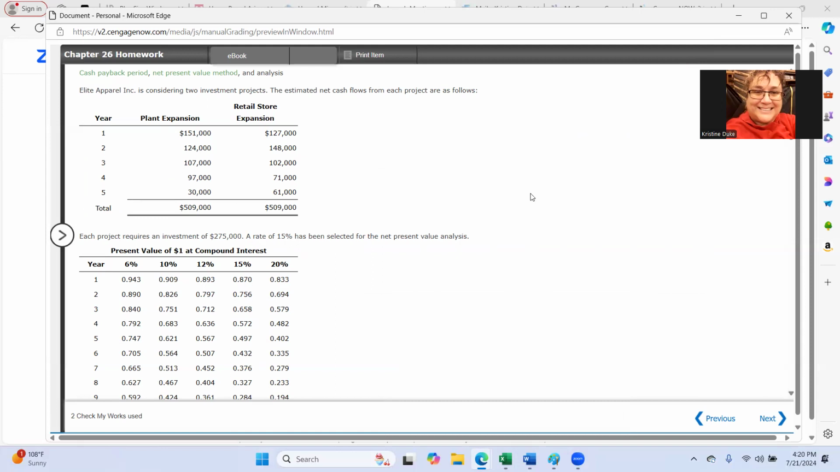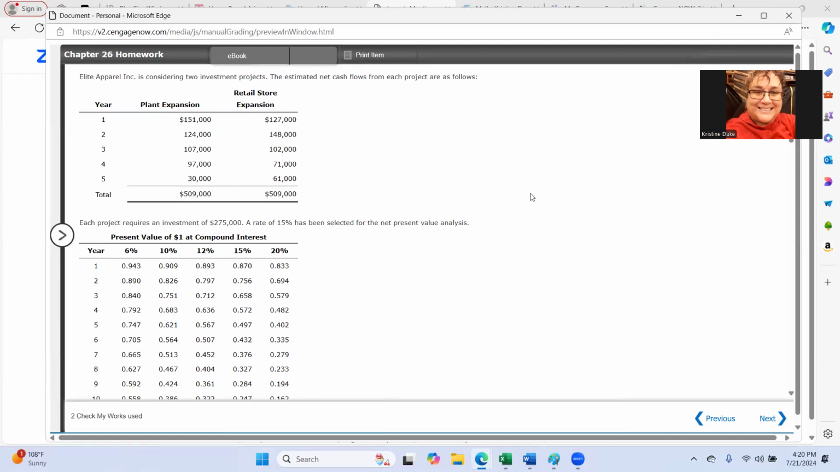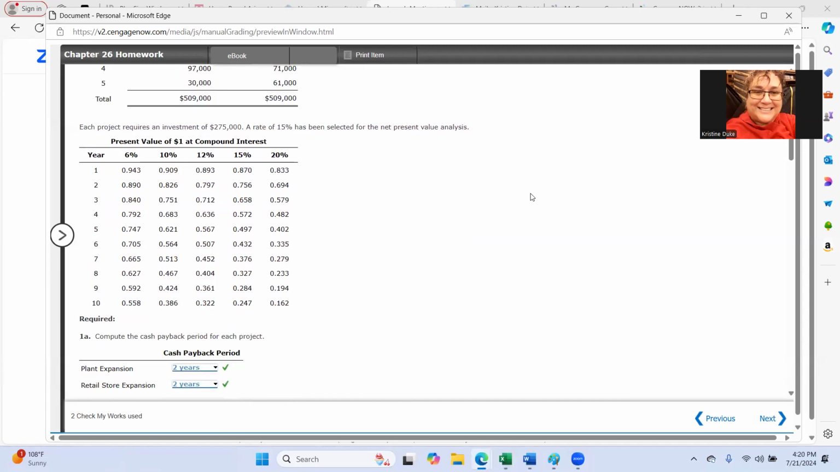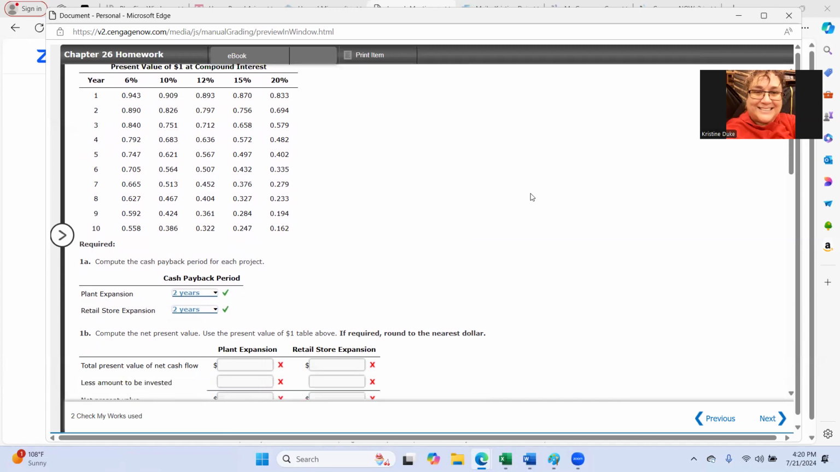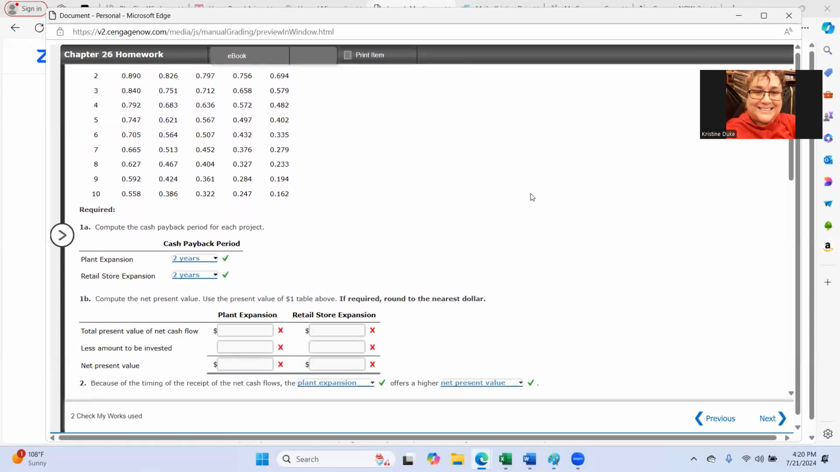So what they're going to do is they want us to go ahead and put this data in, and let's see, compute the cash payback. And yes, I'm using somebody's, but I'm not going to tell you who. And if they see it, just know that, hey, we're having a good time with this.